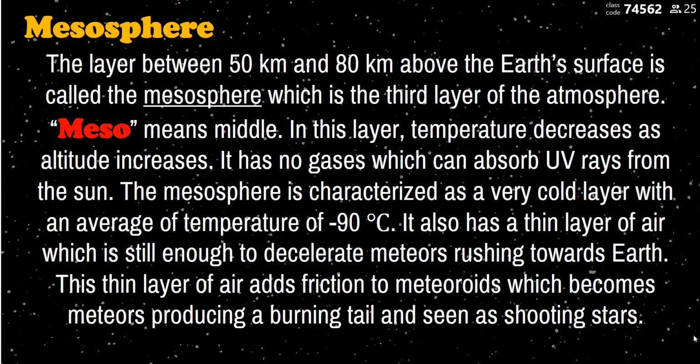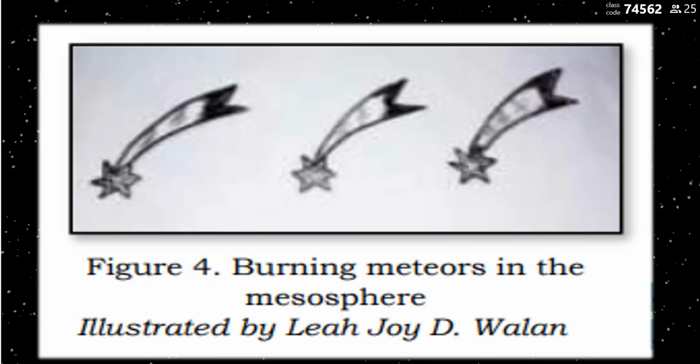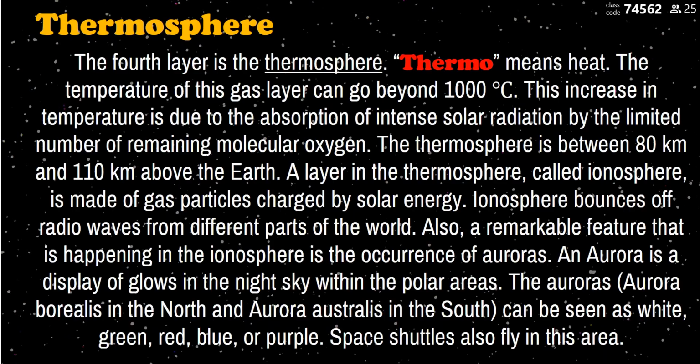It has no gases, which can absorb UV rays from the sun. The mesosphere is characterized as a very cold layer with an average temperature of negative 90 degrees Celsius. It is also a thin layer of air, which is still enough to decelerate meteors rushing towards Earth. This thin layer of air adds friction to meteoroids, which become meteors, producing a burning tail and seen as shooting stars. This is figure 4, burning of meteors in mesosphere.